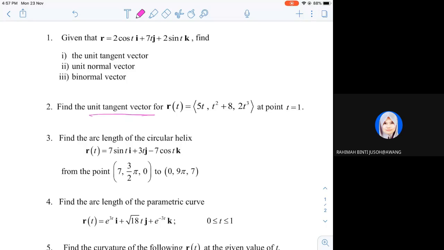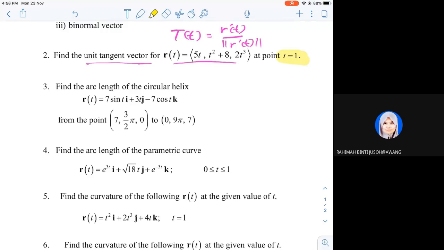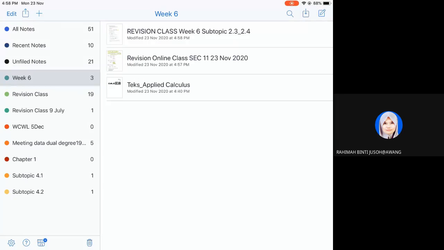So right now, this question asks you to find what? You need to find the unit tangent vector, right? So you just need to differentiate your r t. Okay, r prime t divided by magnitude of r prime t. Okay, and then you just need to substitute the value of t equals 1 inside your function. Okay, it's okay, guys. We will proceed to the next question because the time is limited. Okay, I will give you the answer later in the group WhatsApp. Okay, so let us proceed.